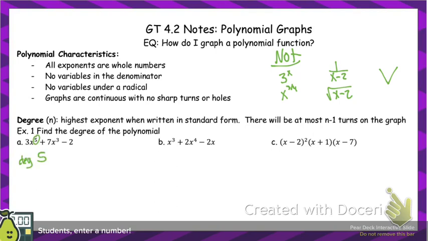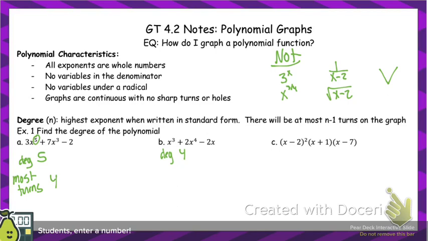What we also know about the degree is that it tells us the highest number of turns this graph could possibly have. Some of these polynomials are going to have those relative mins and maxes. If your degree is 5, the most turns you could possibly have is 1 less than that. So this can't have more than 4 turns. Looking at b, the degree of b would be 4, because even though it's not in order, it is the highest exponent.